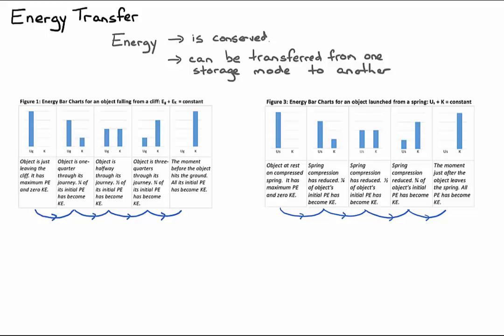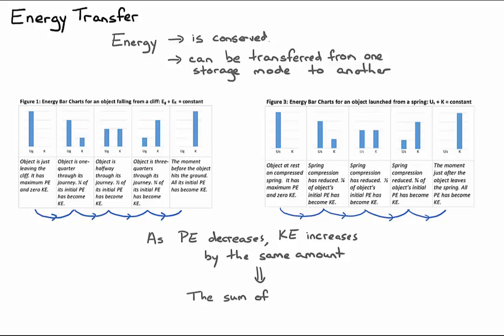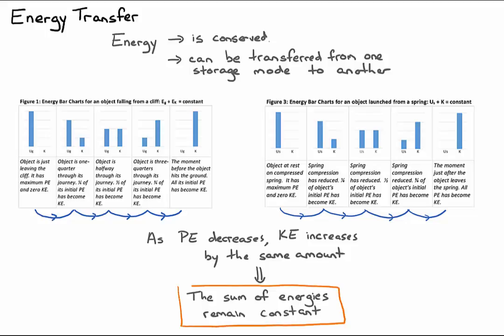So in these simple examples, the potential energy has been decreasing with time and the kinetic energy has been increasing by the same amount. And this comes down to this idea of the conservation of energy. The sum of the energies remains constant. And that, of course, is an important statement of the conservation of energy. And we are going to come back to this yet again in a couple of videos.